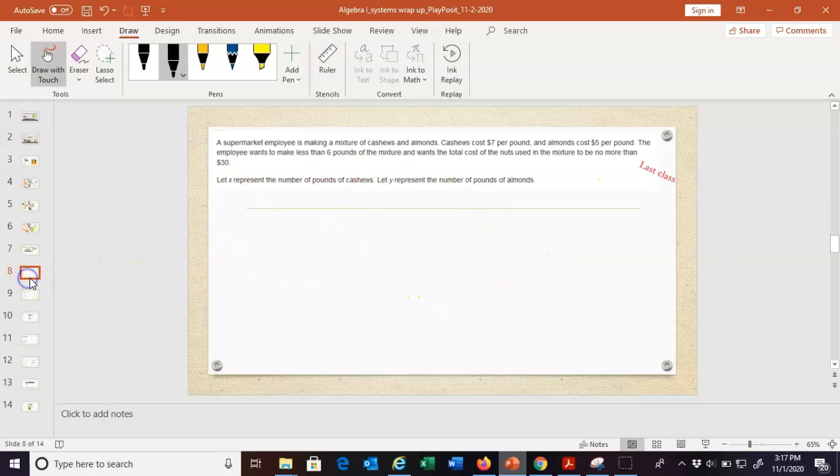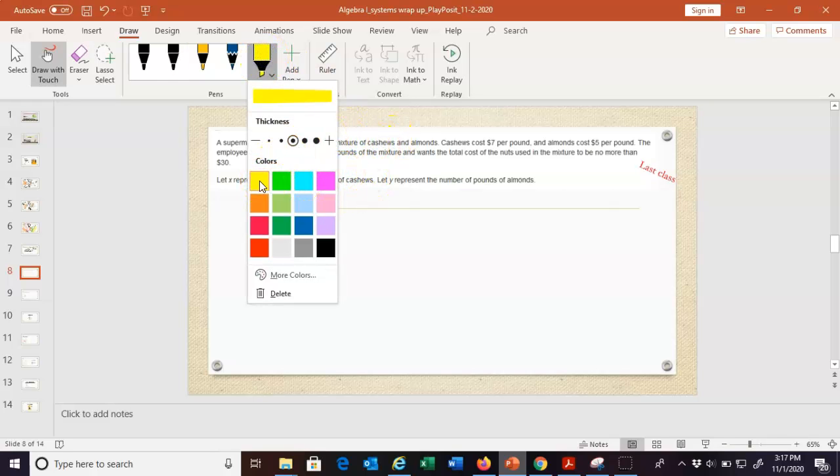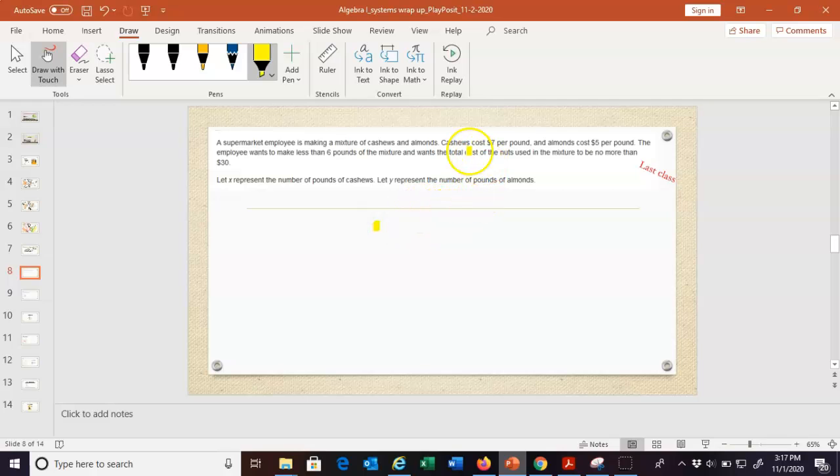All right, let's look at the next one. A supermarket employee is making a mixture of cashews and almonds. Cashews cost $7 per pound and almonds are $5 per pound. The employee wants to make less than 6 pounds of the mixture, but wants the total cost to be no more than $30. And I know there's a lot going on here. Let X represent the number of pounds of cashews and Y is almonds. So let's write this out a little bit.